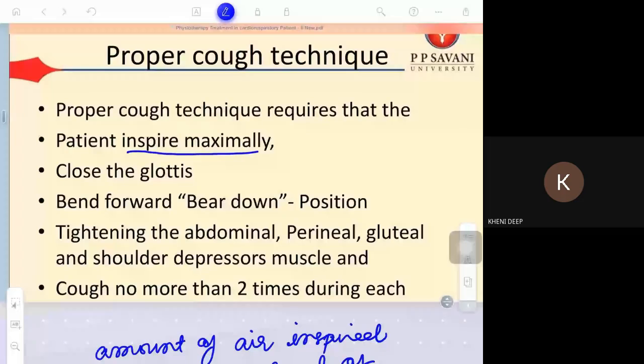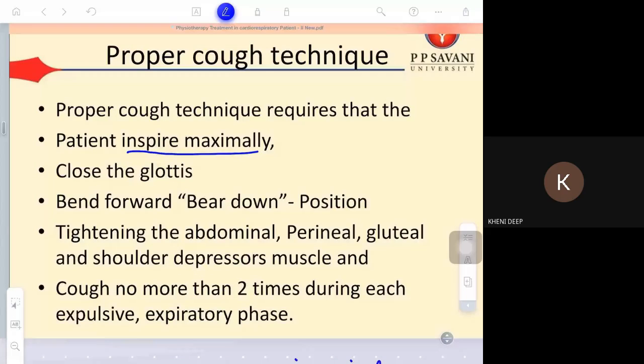So what is proper cough technique? The patient inspires maximally. Glottis should be closed. This is the first step. This is the second step. After taking deep inspiration, you can apply this on your own during the lecture. You can try. Take deep inspiration. Close the glottis. Bend forward. Bend forward. That is the bear down position. What is bend forward?